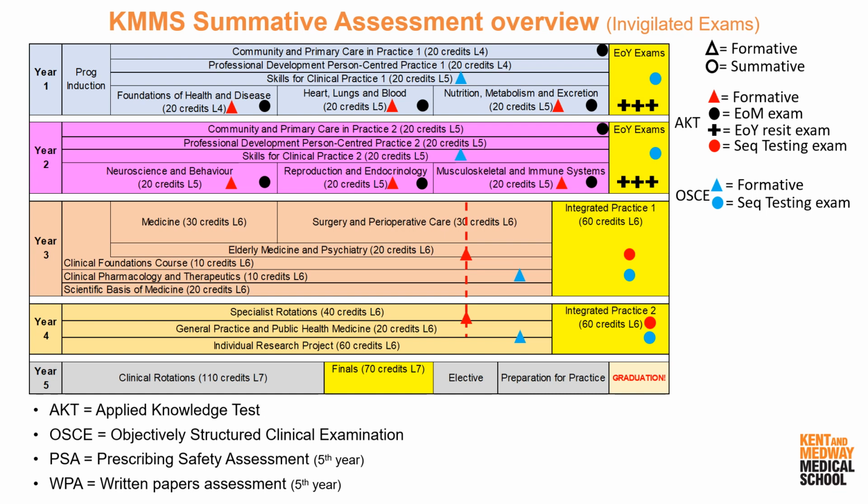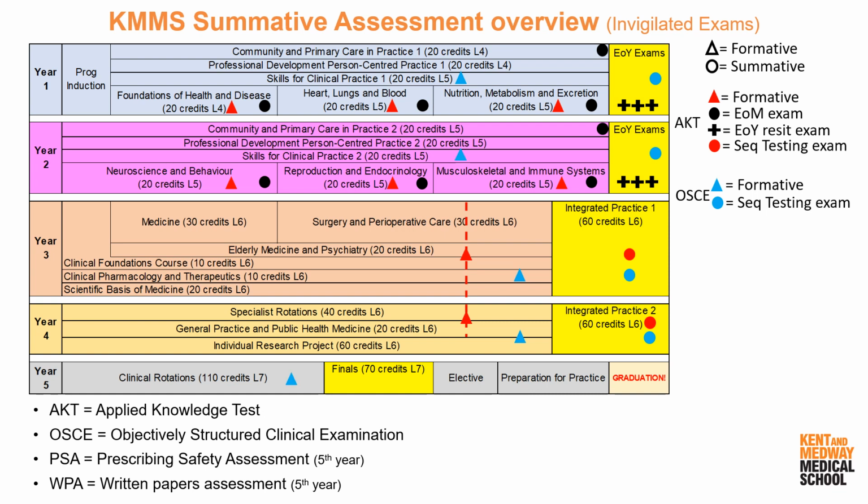In year 4, it's exactly the same structure. They have a formative AKT in term 3. They have an OSCE webinar to explain the OSCE process in year 4. And then they have their sequential testing AKT and OSCE process at the end of year period.